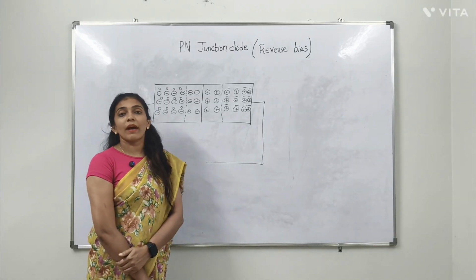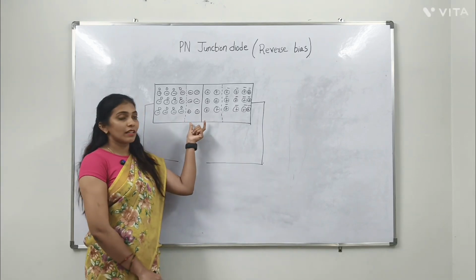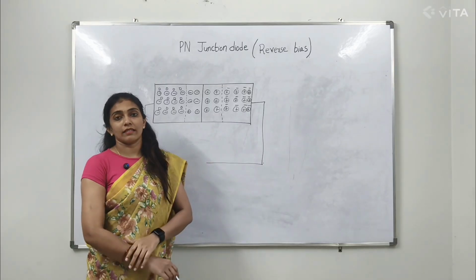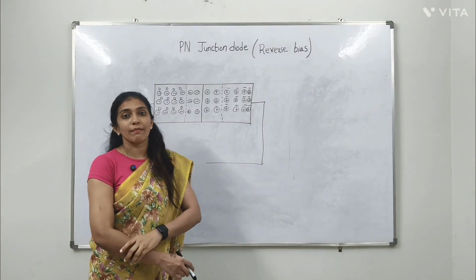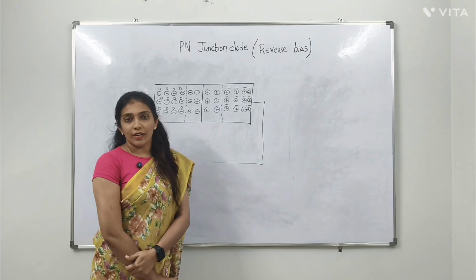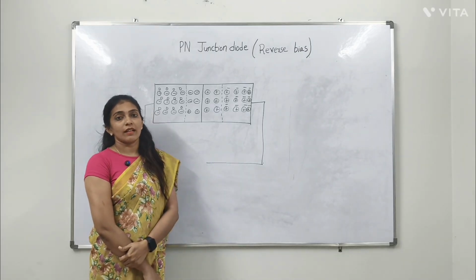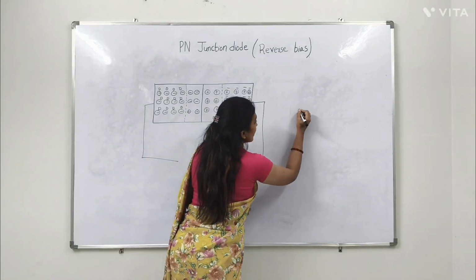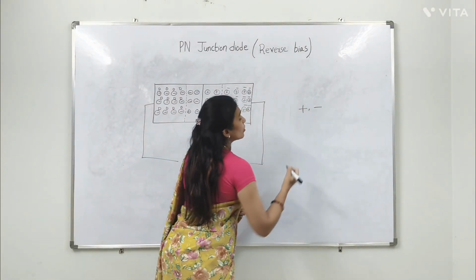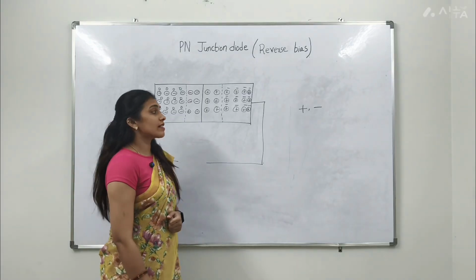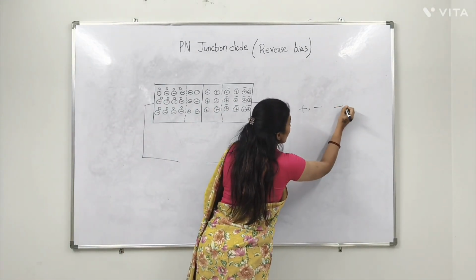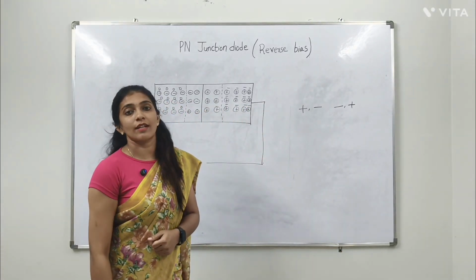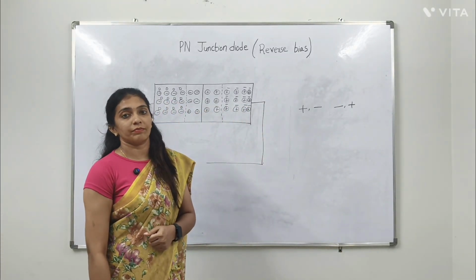Biasing means giving a battery connection. Giving a battery to a PN junction diode is called biasing. Depending upon polarities, biasing is of two types: forward biasing and reverse biasing. Reverse biasing means the battery positive terminal is given to the N region of the diode, and at the same time, the battery negative terminal is given to the P region of the diode. Then that diode is said to be in reverse bias condition.